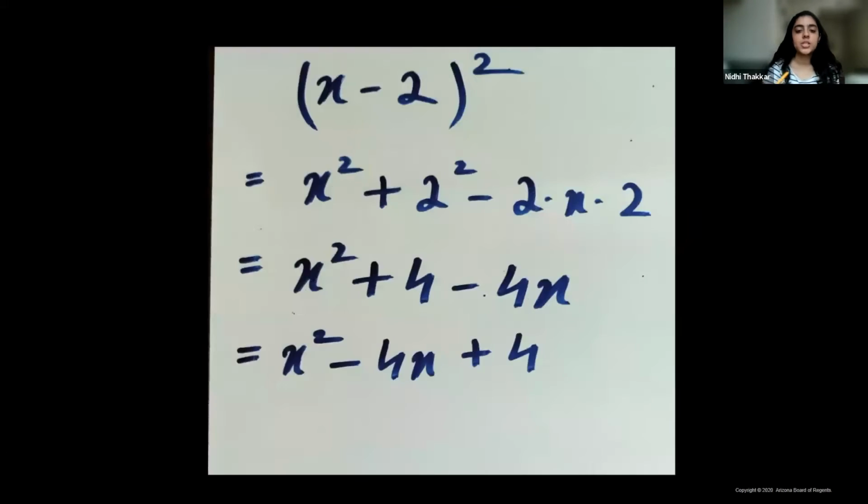The next question is the same with a negative. It would be (x minus 2) to the whole square. So here also it would be a square plus b square minus 2ab. The important thing to remember is that when there is a negative, there would be a minus 2ab, and when it is a plus b, it would be a positive 2ab. So right here we'll have x squared plus 4 minus 4x. And to write it in the general form, it would be x squared minus 4x plus 4.